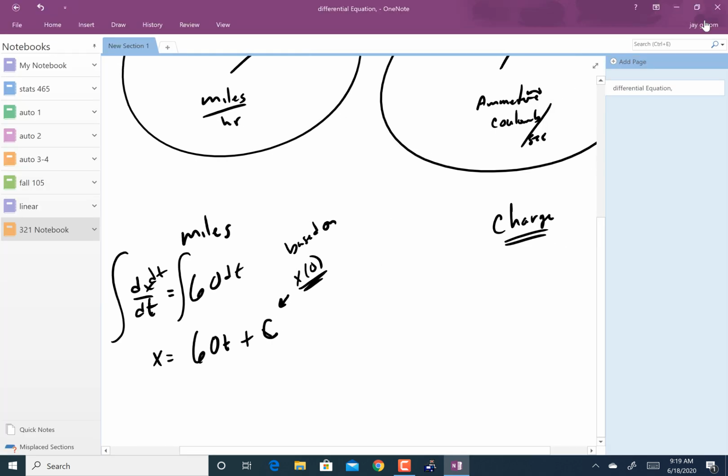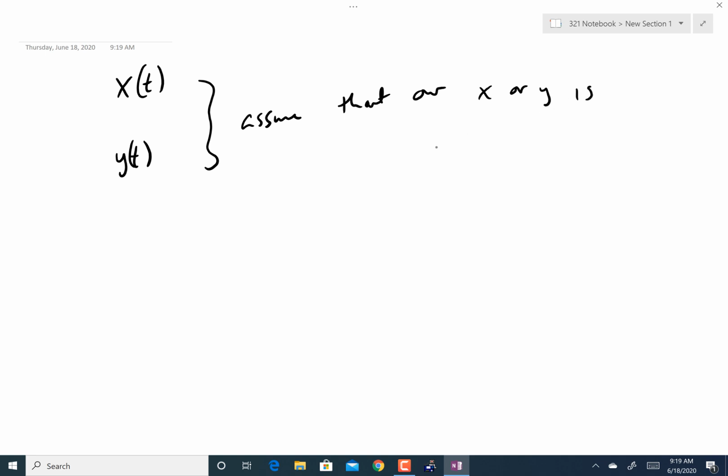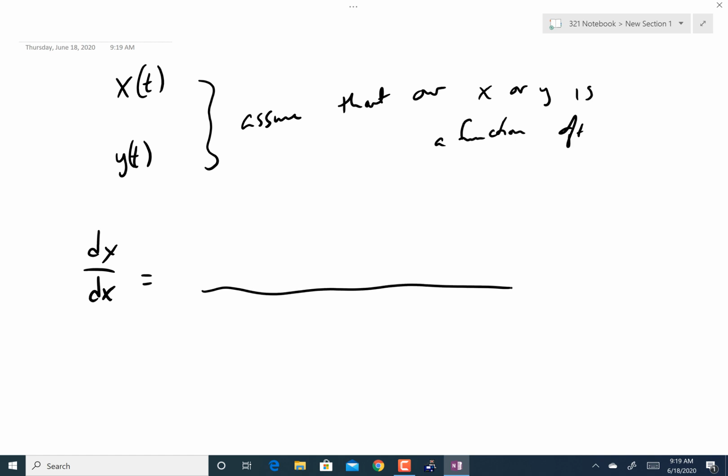We're going to start off with, and typically it's going to be x as a function of t or y as a function of t. We assume that our x or y is a function of t almost always, okay? And so we will be given something like this. We'll be given dx dt is equal to blah, okay?